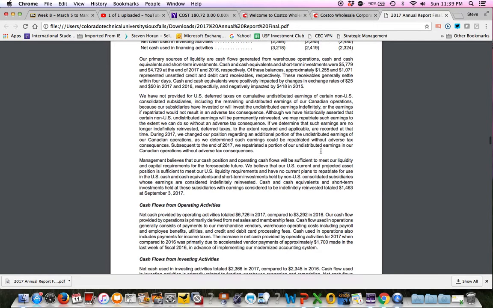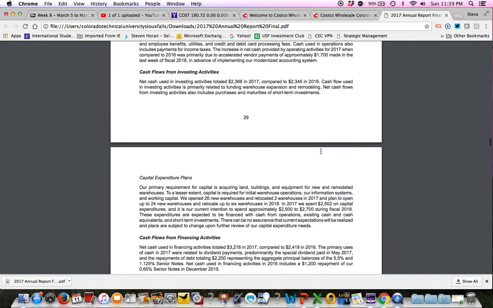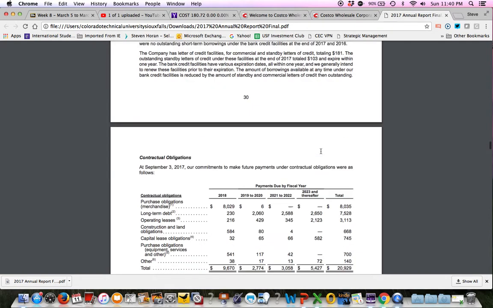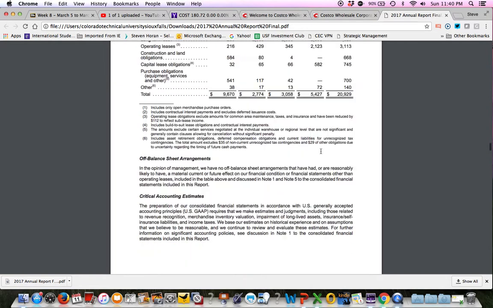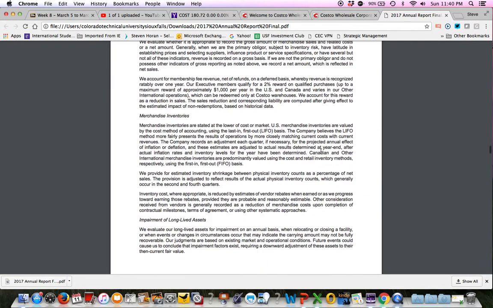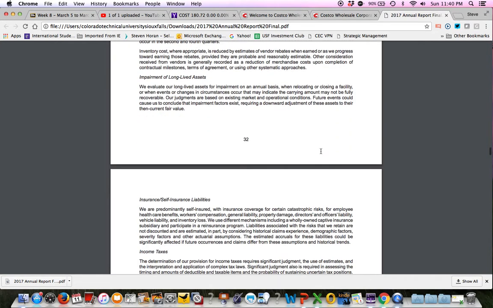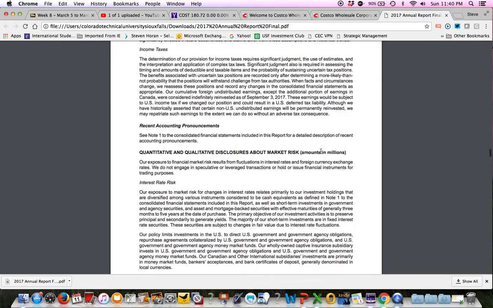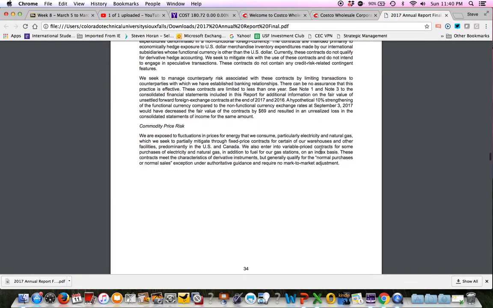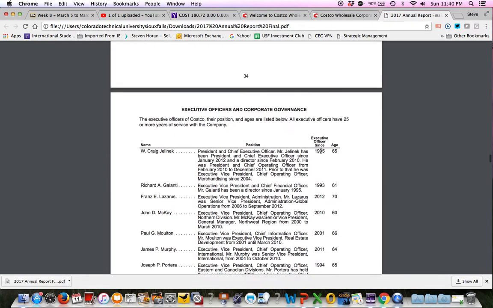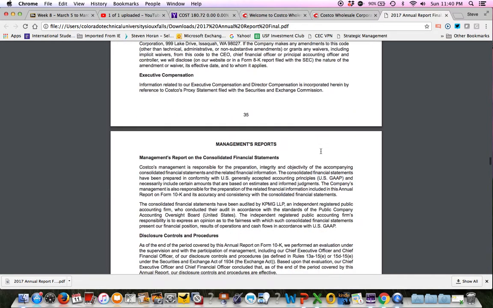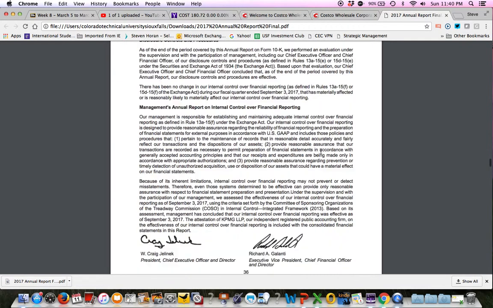Again, all kinds of data about the company. You can see they're talking about cash flows, debt, contractual obligations, all kinds of things are here. How they recognize revenue. What we'll get to is the actual financial statements themselves, because that's what you need to do the ratio analysis.